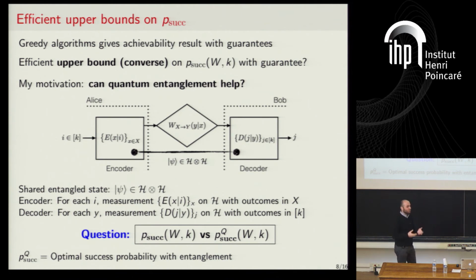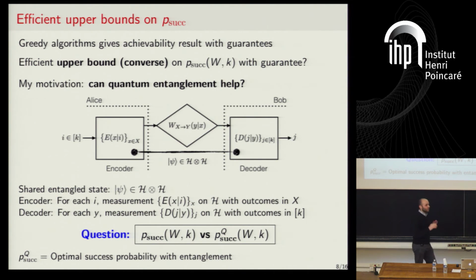Then the encoding map in this setting is what's called a measurement that depends on i. As a function of the message i I would like to send, Alice performs a measurement on her part of the state. This measurement gives an outcome, and Alice feeds it into the channel. This measurement outcome is exactly the input of the channel. And Bob does the same. As a function of the y he gets, he performs a measurement, and he gets a j. That's his decoded message.